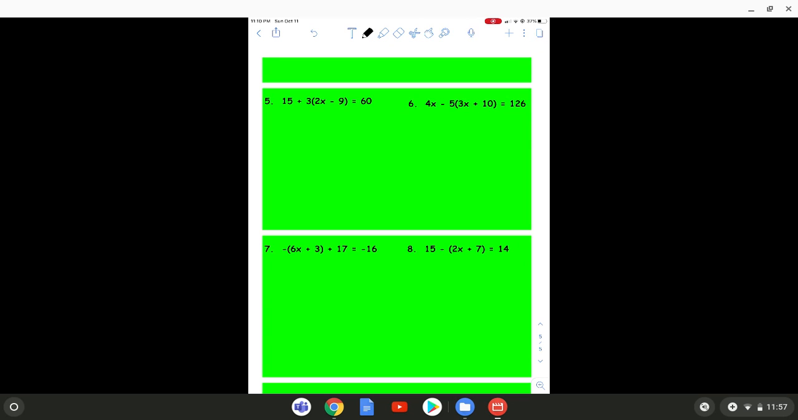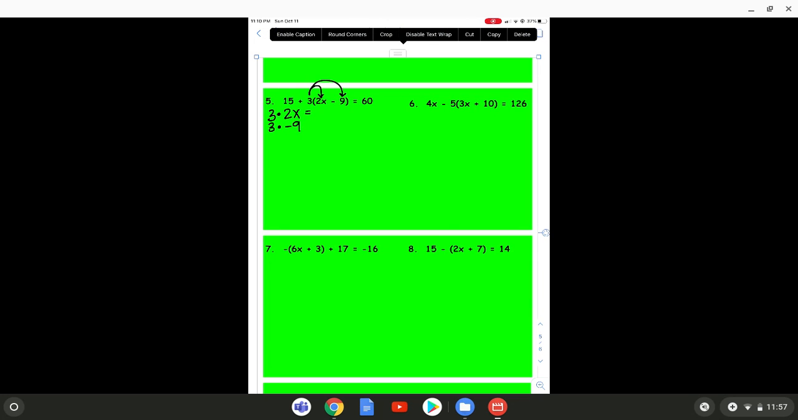So looking at 15, the first thing I check is if I need to distribute. And I see I have parentheses, which means I do. So I'm going to take that 3 and distribute it to everything inside the parentheses. So I'm going to take 3 times 2x and 3 times negative 9. That is going to give me 6x and negative 27.